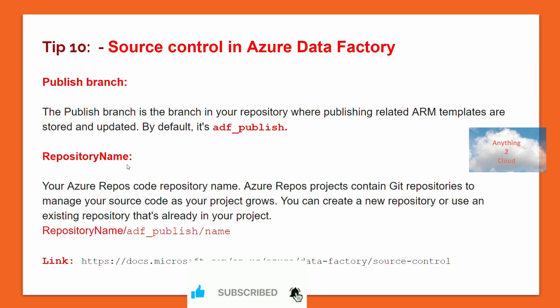And the repository name is your Azure Repos code repository name. An Azure Repos project contains Git repositories to manage your source code as your project grows. You can create new repos or use existing repos that are already in your project. Normally, the ARM templates will be available in this adf_publish. You can keep it by default in adf_publish, or you can keep this under repository name/ADF, and then the name you can keep for the ARM templates. If you want to know more about source control in ADF, you can go to this link.